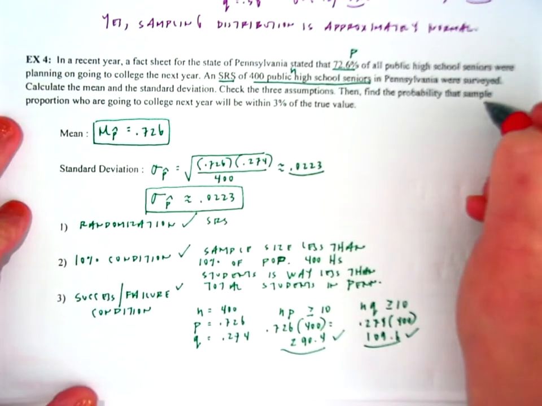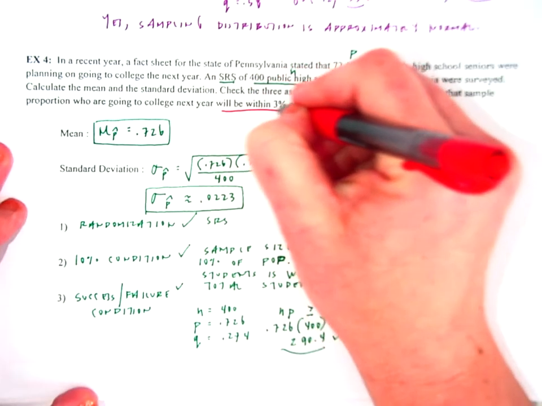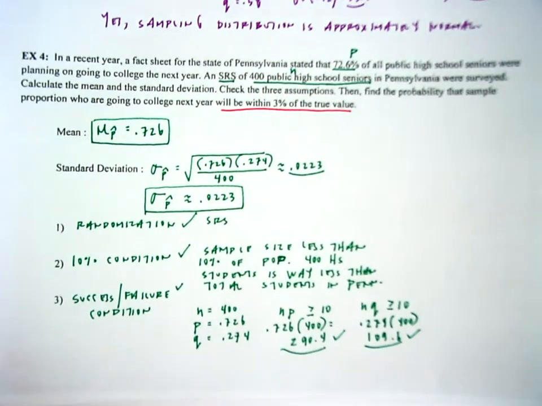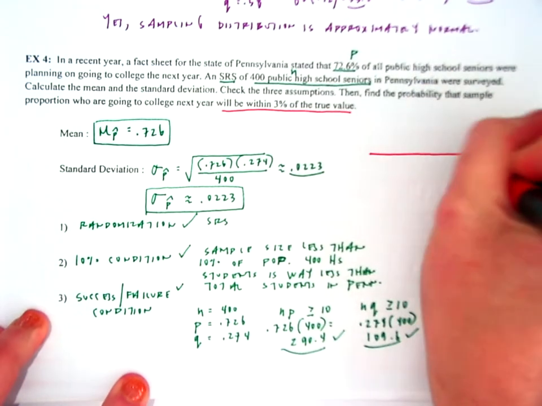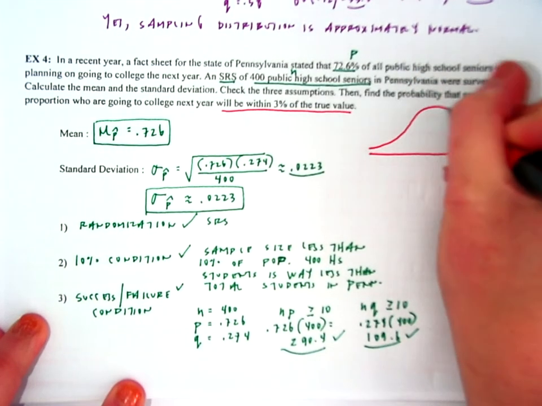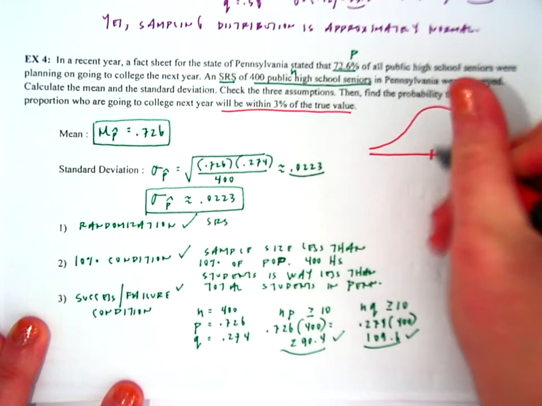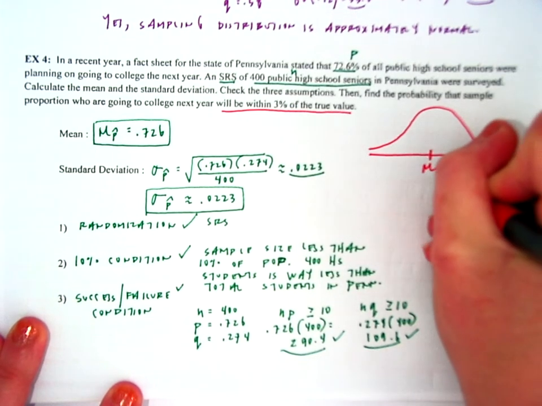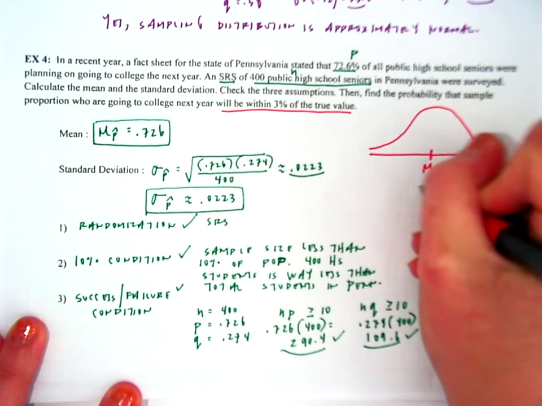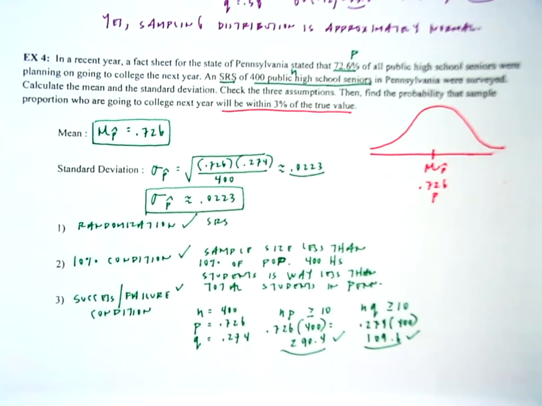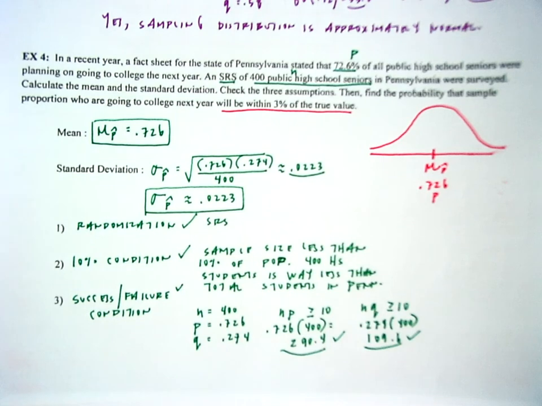So again, these two, right, we want it to be big enough, but not too big. We want to make sure that it would look like a normal distribution. So right now we can say, yes, we have met all three assumptions. Now we can move forward and finish up the problem. We know that our sampling distribution is approximately normal. So now the last part of the problem is saying, find the probability that the sample proportion will be within 3% of the true value.